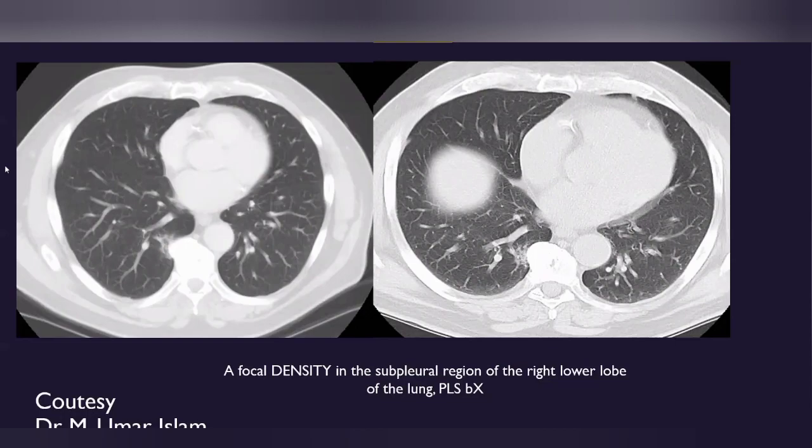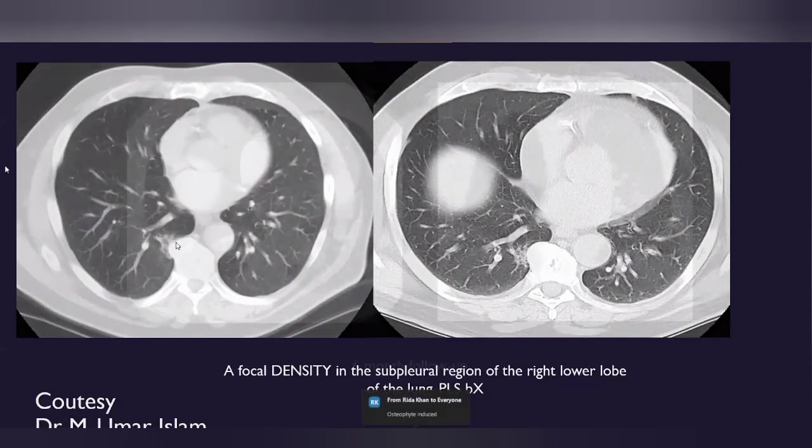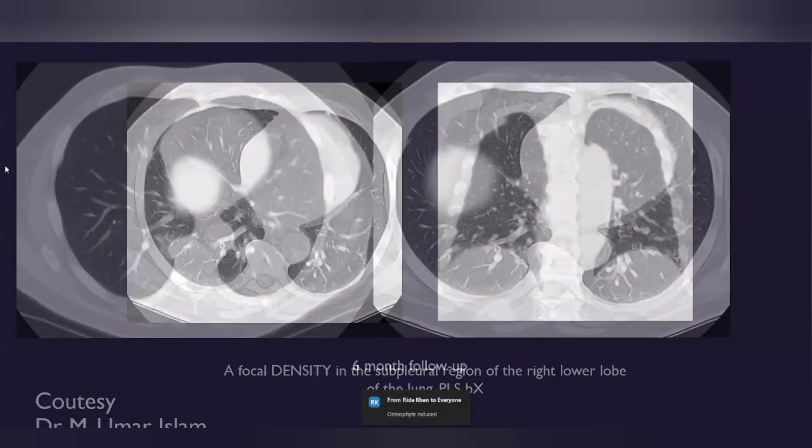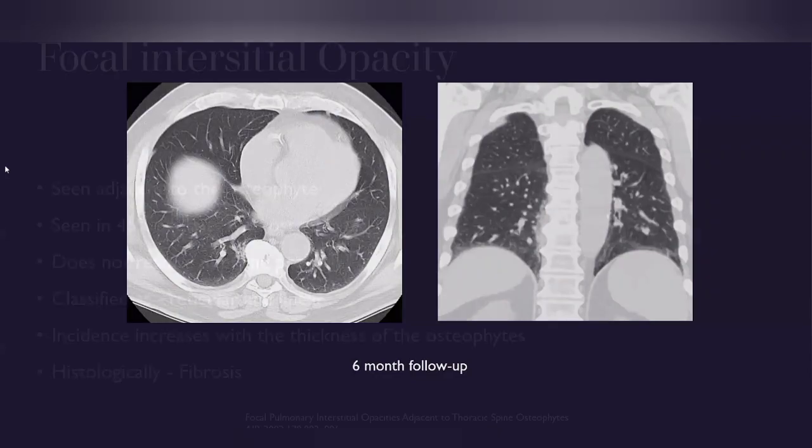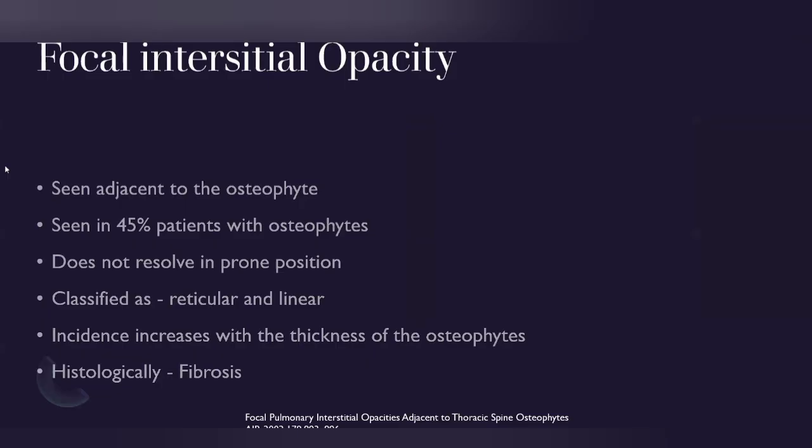Basically, it's a pure ground glass density, and if you see here, there's a focal protrusion of the osteophyte. So we call it focal interstitial fibrosis, which is usually adjacent to osteophytic protrusions. Basically, because of the indentation, the lung undergoes some fibrosis there, and that's the cause of it. So again, no biopsy lesion. If you see the typical finding, it should not be biopsied.